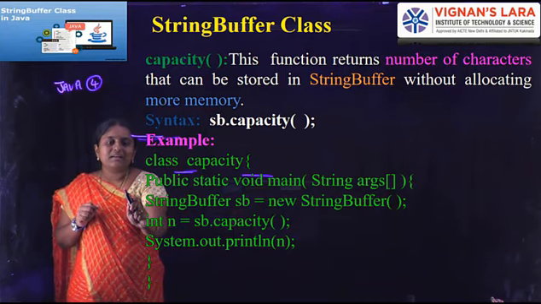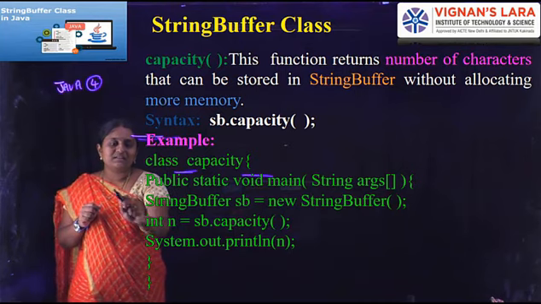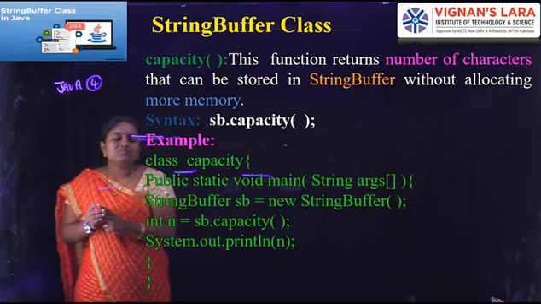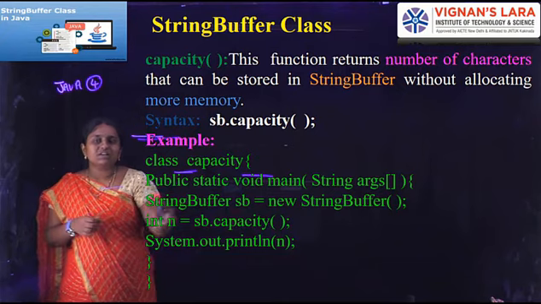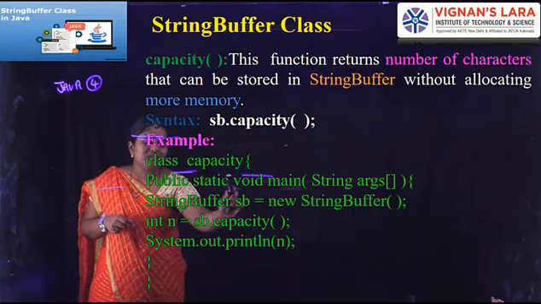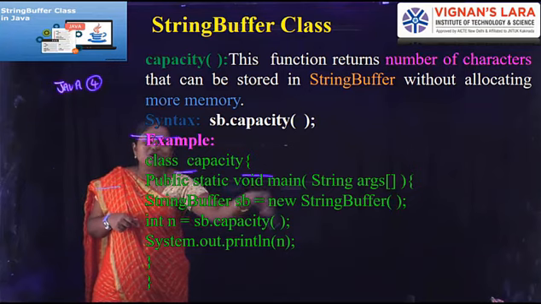Next, the main method. Here I am creating one string buffer object: StringBuffer sb = new StringBuffer(). Next, sb.capacity(). With the help of the object reference I am calling the capacity method. Here I created one string buffer class object. It is a default constructor.